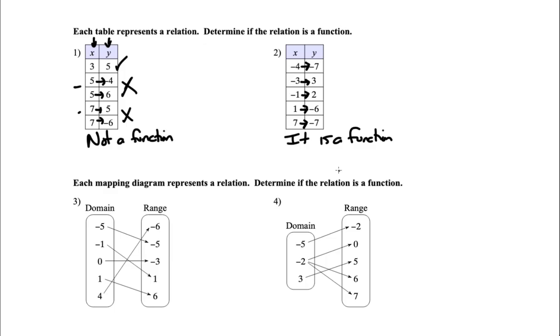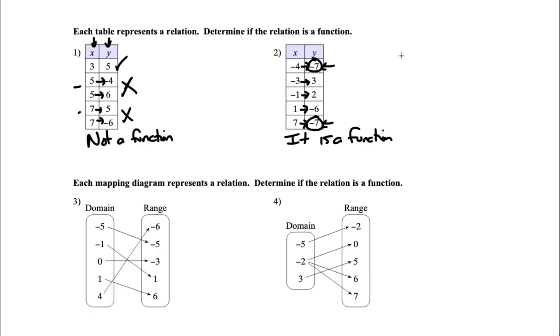Okay. Now you may notice that for this one over here, if I put in -4, I get -7. If I put in 7, I get -7. I get the same answer here twice. But that's still a function. That's okay. A function doesn't say that for every y there can only be one x. It says the other way around. For every x there can only be one y.